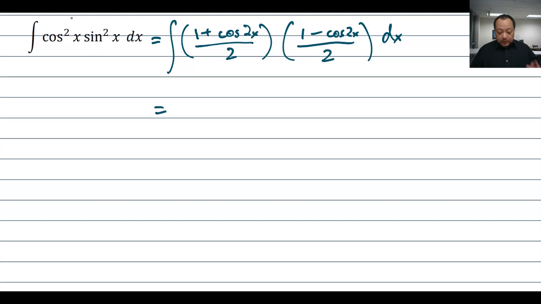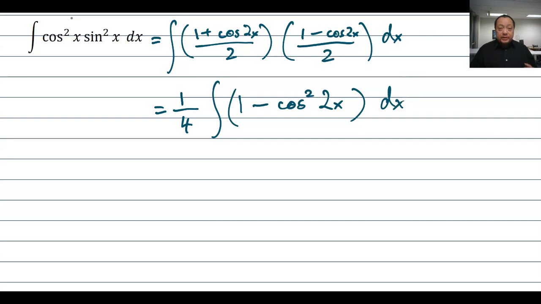Now I do the algebra. The denominator is 1/2 times 1/2, so it's 1/4. I'm going to take it outside. All right, the numerator. The numerator, you can distribute and multiply FOIL. Or you can look at it and recognize that it is the difference of squares formula. So it's equal to 1 minus cosine squared of 2x.